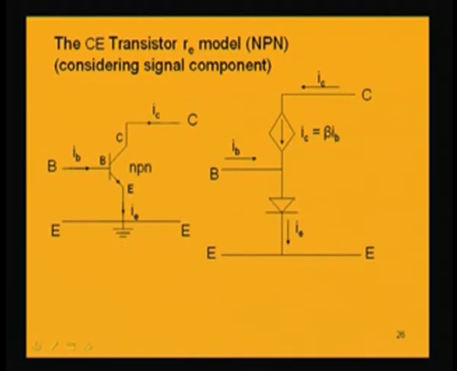So, IB is the signal component that is shown, not the DC component, that is why small letters are being used to denote that this is the AC. So, if we consider common emitter, the emitter is common and grounded between the input and output circuits. So, base and emitter is the input circuit, collector and emitter is the output circuit, and the currents flowing for this NPN transistor: emitter current IE is coming out of the transistor, base current and collector current will be towards the transistor.